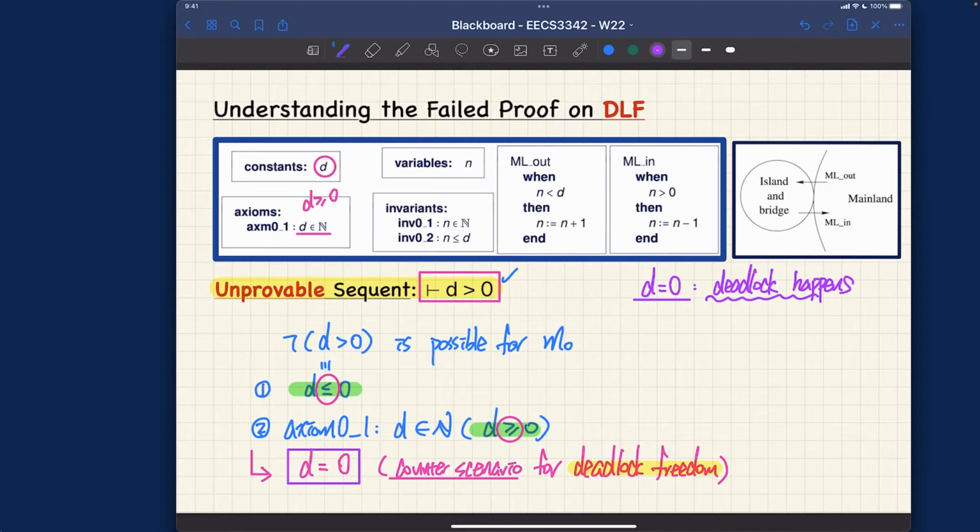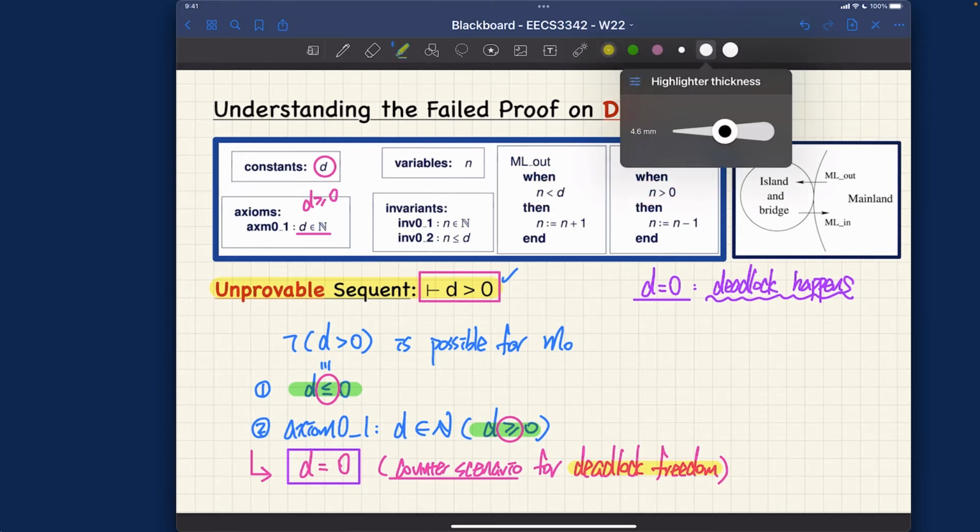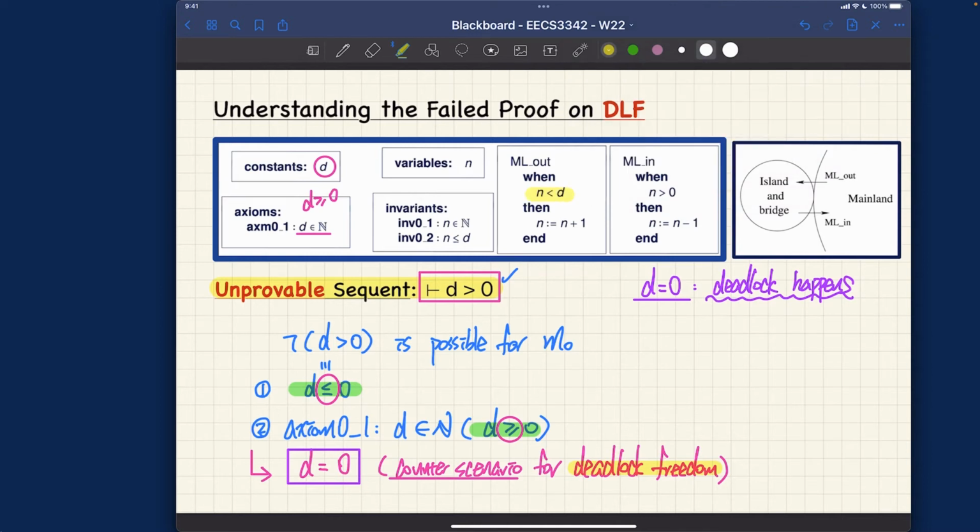So what's our definition for deadlock? Deadlock simply means all the events are disabled, meaning that their guards simply evaluate to false. Let's now highlight them over here. This is the guard for ML out. This is the guard for ML in. So why would both of them evaluate to false, meaning that both events will be disabled? Let's see exactly why. Okay, so I'm going to copy this expression over here and also this expression over here.